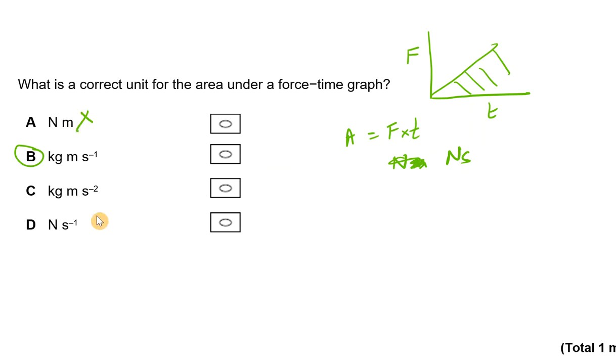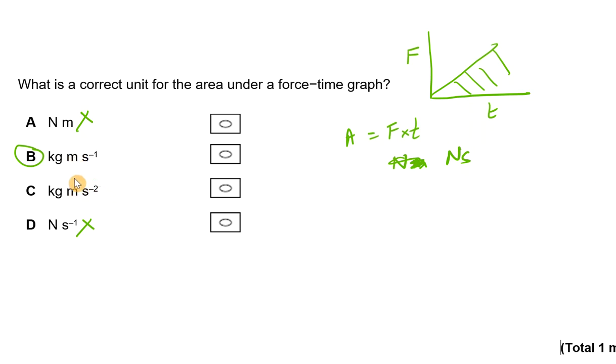Okay, so we can see first of all that A isn't correct because that's Newton meters, not Newton seconds, and D isn't correct because it's not newtons per second. We want Newton seconds, so it's going to be one of these two. And we can see in this particular case, both these answers have seconds in their answers.